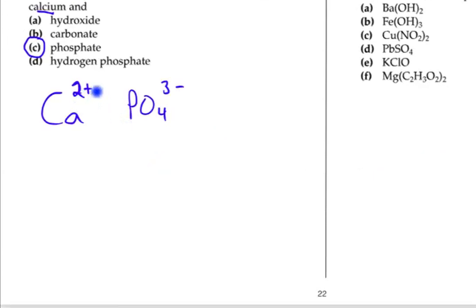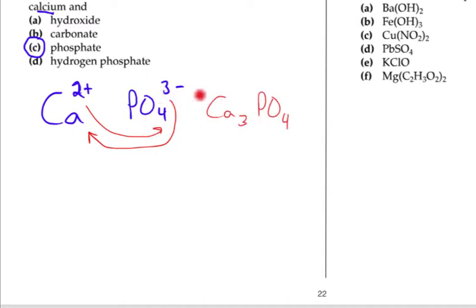So notice what we have here. We do not have equal and opposite charges, so they can't come together in a 1-to-1 ratio. Instead, we're going to use that little flip-flop rule to figure out how many of each. So the 3 here tells me I need 3 calciums. The 2 here tells me I need 2 phosphates. And when you're trying to show multiple polyatomic ions, you'll always want to put parentheses around the polyatomic. Right, so that 2 is now translated for all of those atoms in that polyatomic ion.